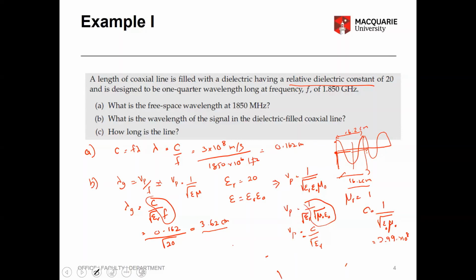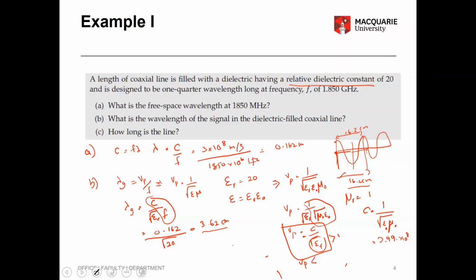Therefore, we can say that in a medium, the wave will always have a shorter wavelength as long as it has a dielectric constant higher than 1, because relative permittivity is higher than 1. So that's always the case, because if you see the VP, you'll notice that this is going to be more than 1 all the time, so that the VP has to be smaller.